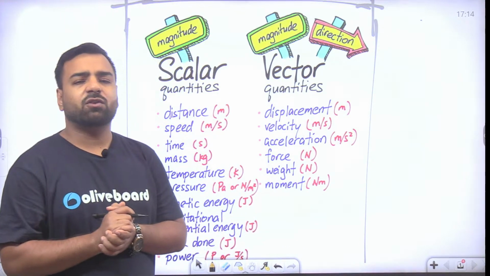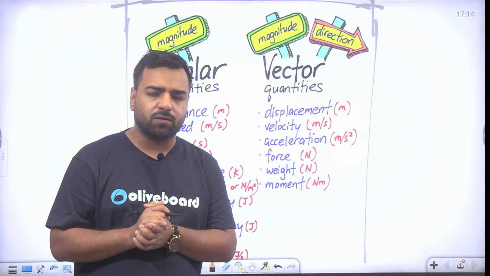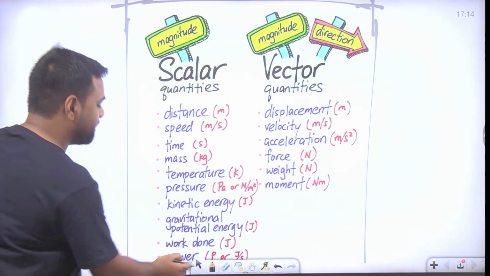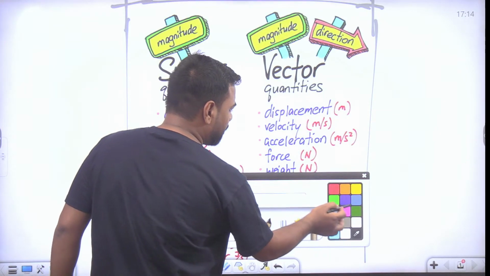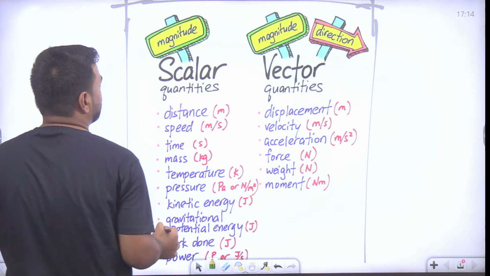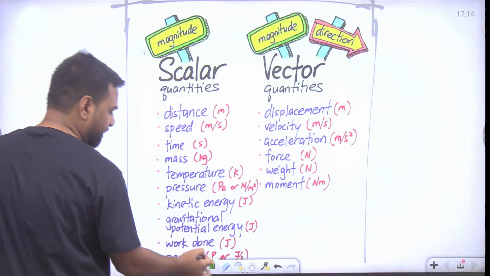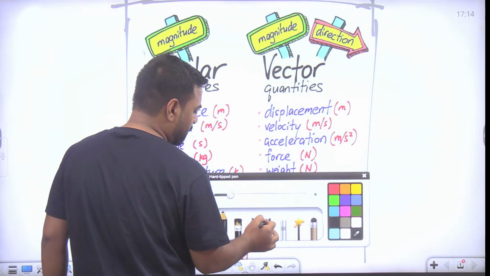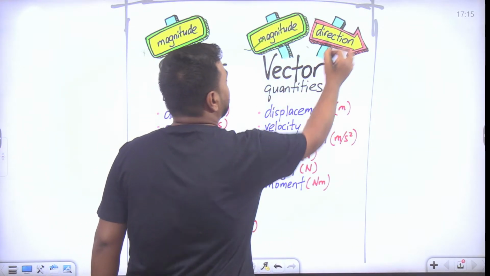So the topic that we are going to discuss today is scalar and vector quantities, which is one of the important topics from the examination point of view. So what are scalar and vector quantities? Let's understand about it. See, first of all, if I talk about the scalar quantity, what is it? Scalar quantities are the ones that have just the magnitude, only magnitude is there. But if I talk about the vector quantity, it has both magnitude and the direction.